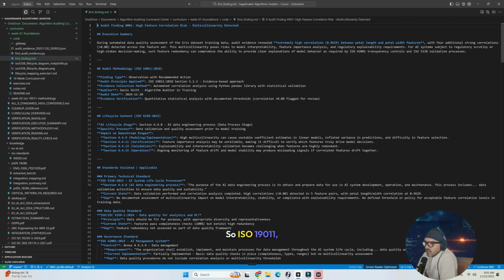So ISO 19011:2018, observation with recommended action. Audit principle applied, section 5.2.3, evidence-based approach. Evidence collected: automated correlation analysis using the Python pandas library with statistical validation. It's got my auditor's name there, the date. Evidence verification: quantitative statistical analysis with documented thresholds, correlation greater than 0.80, so it's flagged for review. Lifecycle context in regards to 5338: section 6.4.8, AI data engineering process. Specific process: data validation and quality assessment prior to model training.